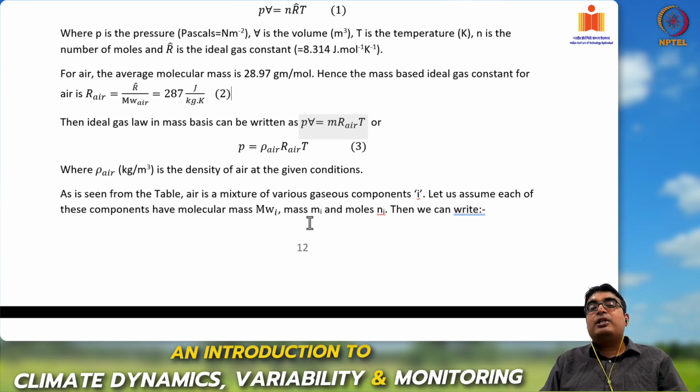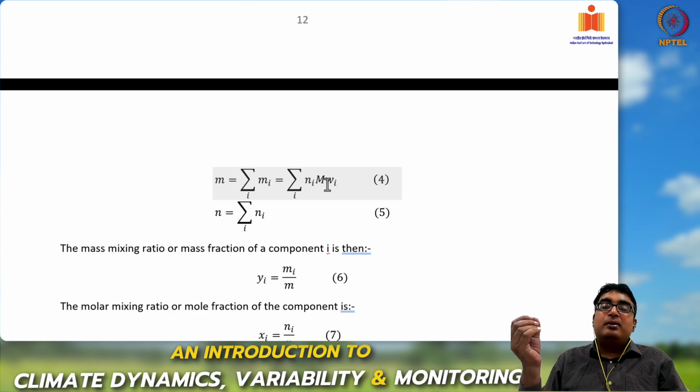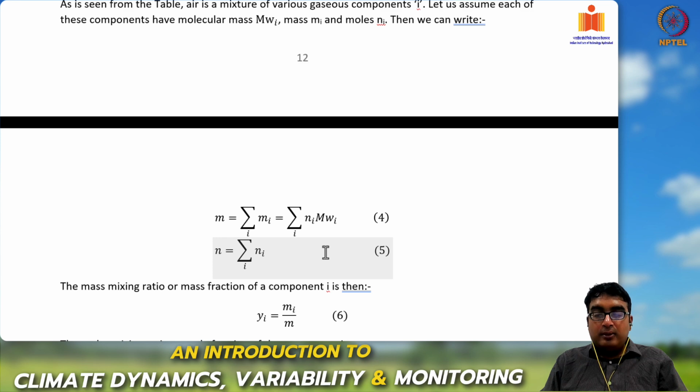Similarly, let each of these components have mass Mi and moles Ni in a certain mixture of air. Then we can write that the total mass of air is the summation of the masses of the individual components making up this air, which you can again subdivide into the number of moles of these components times the molecular mass of these components. Remember, mass is the number of moles times the molecular mass of that component. So summation Mi can be replaced by summation Ni times MWi. This is the total mass of air. Similarly, the total number of moles of air, N, is the summation of the mole numbers of individual gas components. So these are the two equations based on which we can evaluate the mixture mass and mixture moles.